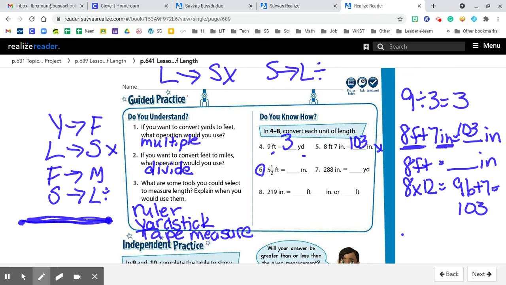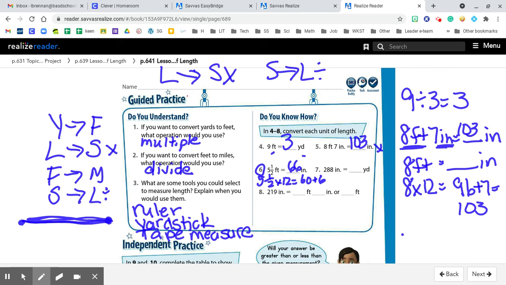For number 6, 5.5 feet to inches. So we're going from the larger to the smaller, so we're going to multiply. We can do 5.5 times 12. 5 times 12 is 60. And a half of 12 is 6. So I'm going to have 66.